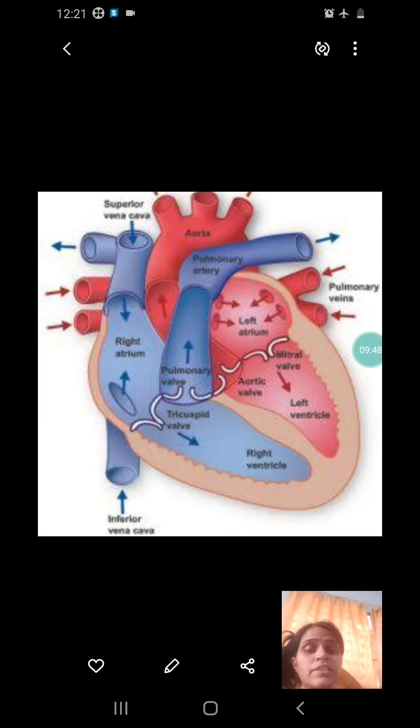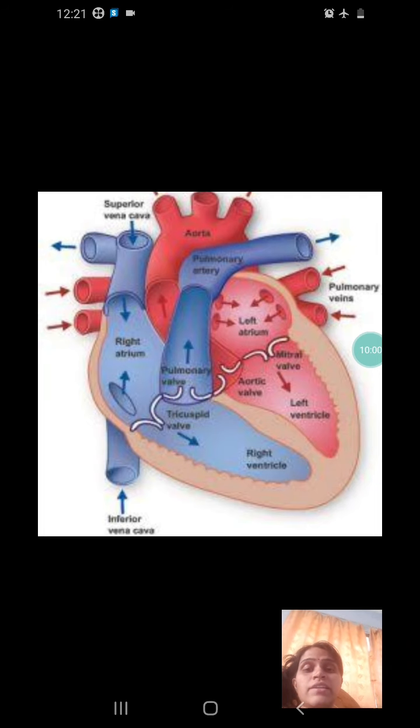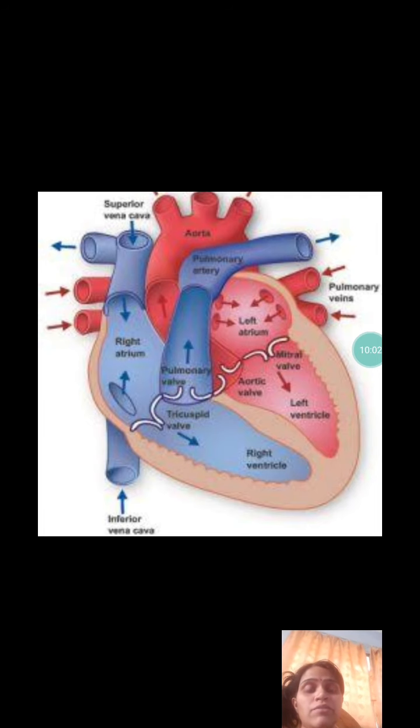Always remember this because it is very important. We know that arteries always carry oxygenated blood, but the pulmonary artery is the only artery which carries deoxygenated blood from the right ventricle to the lungs for oxygenation.